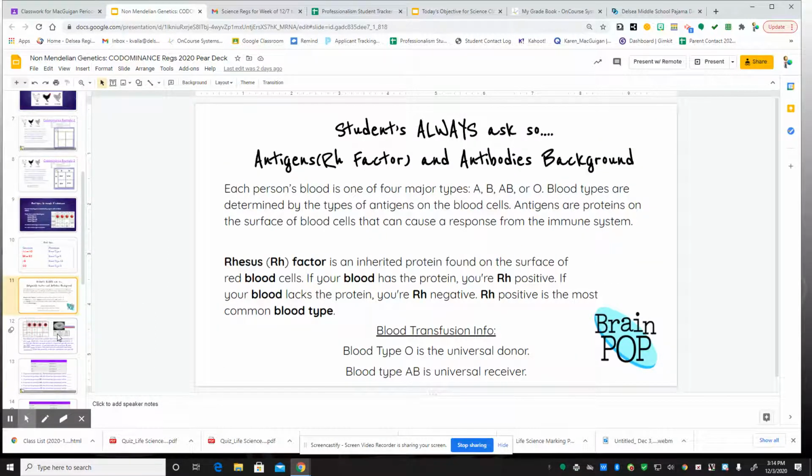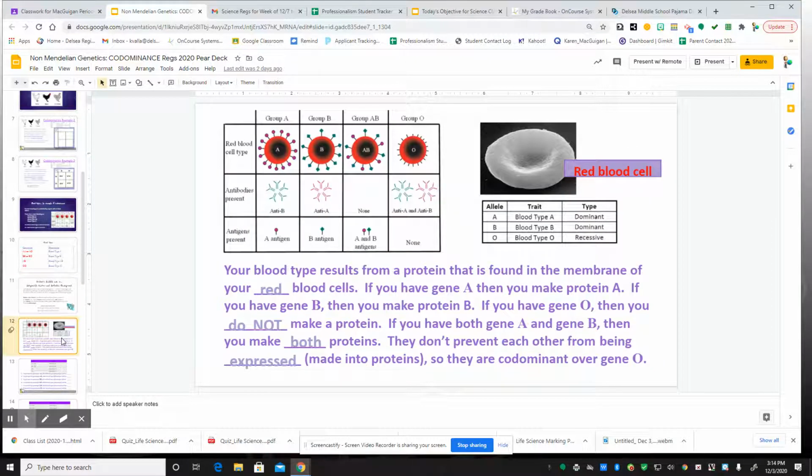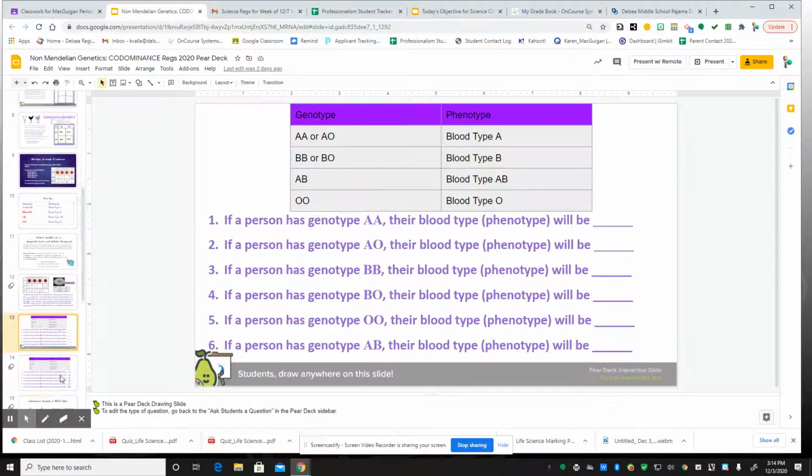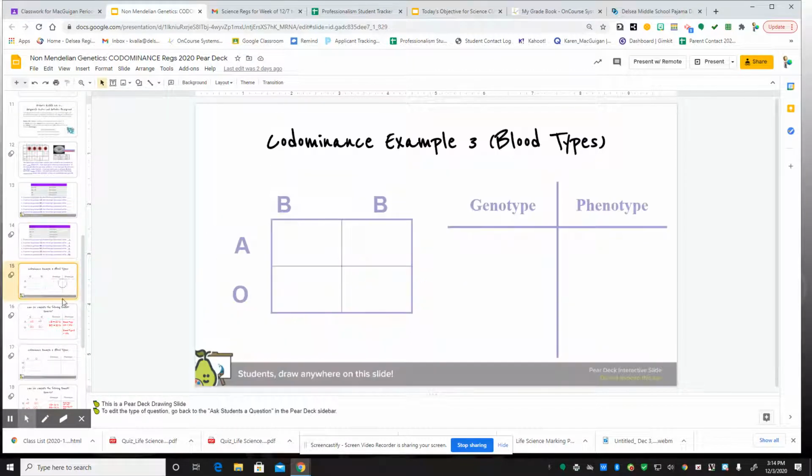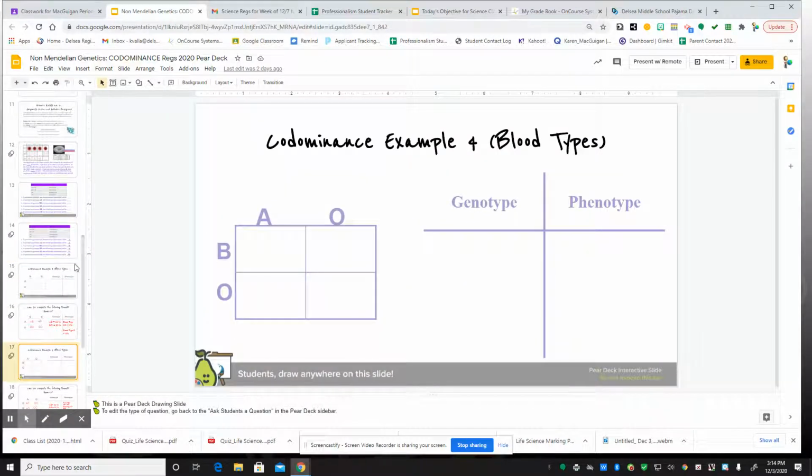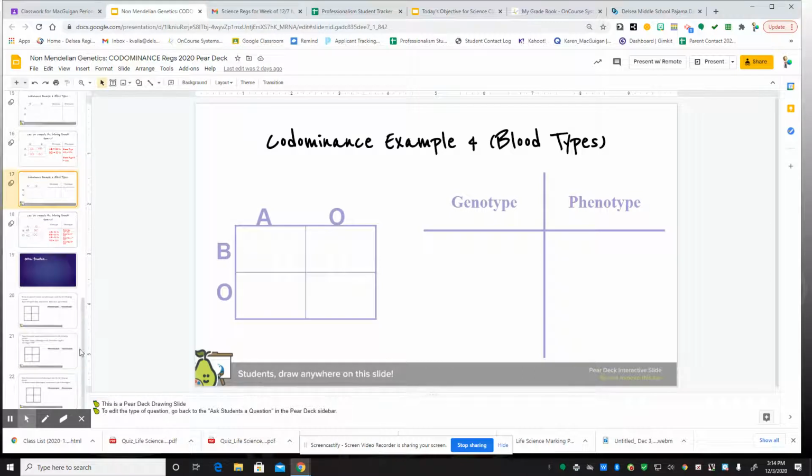So it's a little bit about blood types, antibodies, and the Rhesus factor, which is your positive or negative after your blood groups. These are just a couple review questions, and then of course I have 2 Punnett squares that you'll be completing, and you can check your answers with. So that was our lesson today.